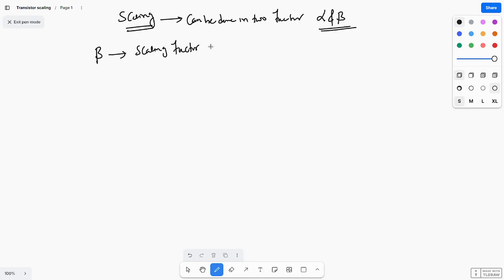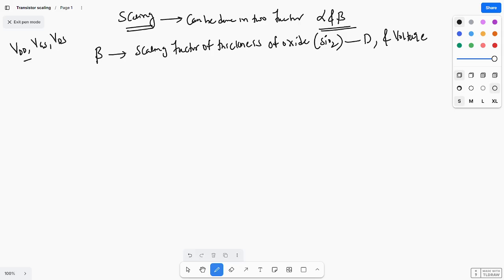Thickness of oxide: you have an oxide, that is a silicon dioxide, SiO2 layer. So the thickness of oxide is D. And voltages means what? For the CMOS you are giving some biasing voltages, like VDD or VGS and VDS. All these voltages are nothing but biasing voltages.